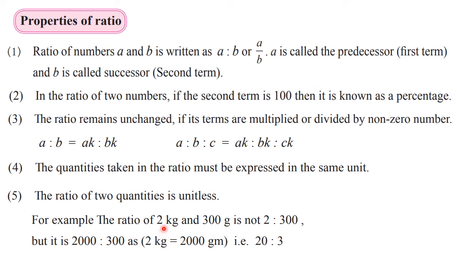Okay, so here 2 kg, we have to convert to grams. You know that 1000 grams is equal to 1 kg. So this 2 kg we can write as 2000 grams. And then 2000 and 300 are both in the same units. So we can write down the ratio as 20 is to 3. But here we are not writing grams or kilograms because it is a ratio and ratio is unitless. You cannot write a unit to the ratio.